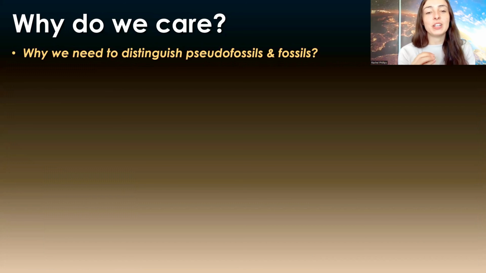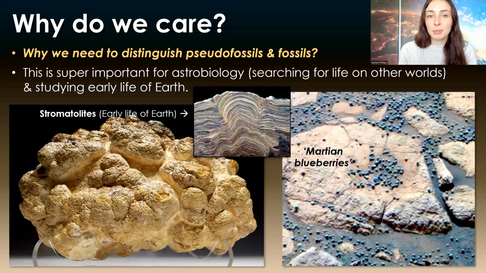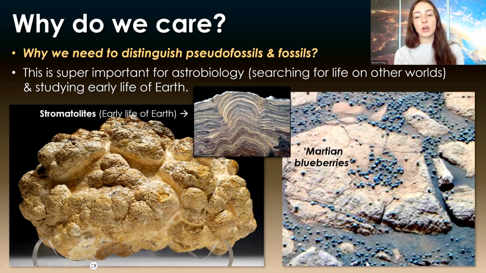But before you jump off the video, you might be wondering, why do we care? It's obviously interesting to study and distinguish between pseudofossils and fossils, but why do we need to? It's actually really important that we can tell the difference between real remnants of life and not remnants of life, because one, it helps in the search for extraterrestrial life on other worlds. For example, Martian blueberries were found to represent the ancient presence of water on Mars, because we know their formation requires water, and there's some evidence that their formation might also involve microbes.